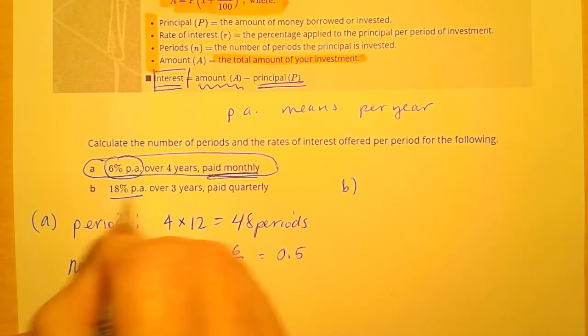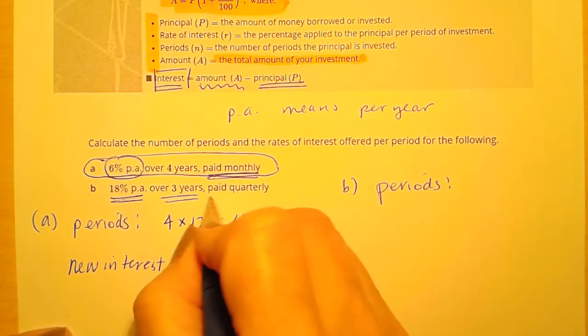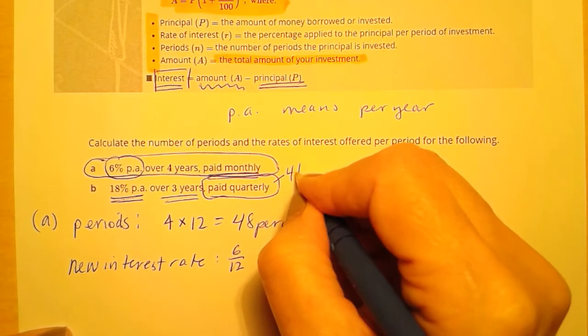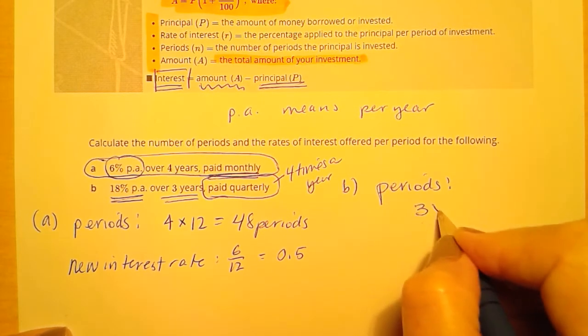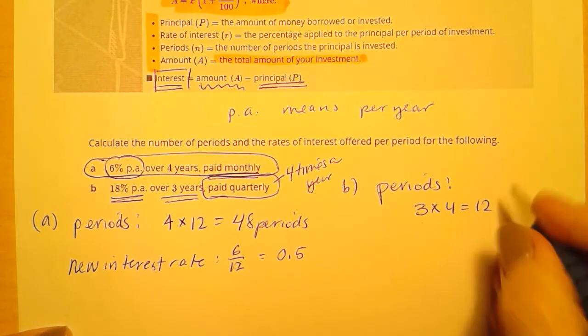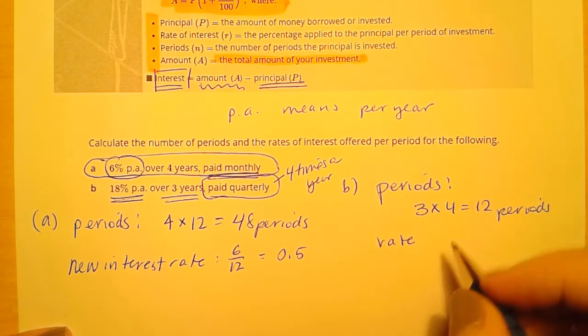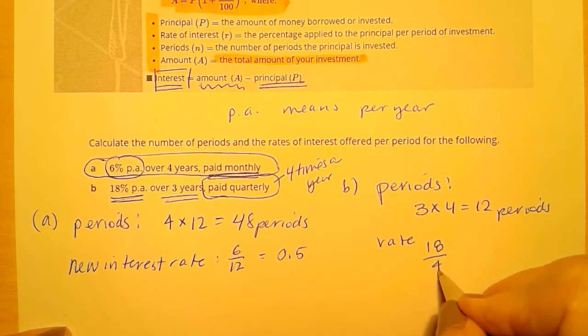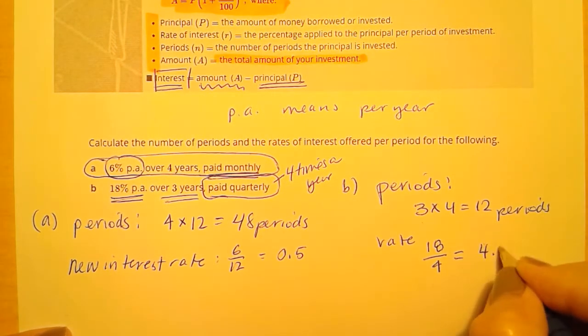Let's look at B. B says 18% per annum over 3 years, paid quarterly. You can imagine that's 4 times a year. So I'm going to do 3 times 4, or 12 periods. And the interest rate has to be broken into quarters, so it's 18 divided by 4. That's 4.5, the new rate. Okay, you're going to hear some talking up here, but you're just going to have to live with it.